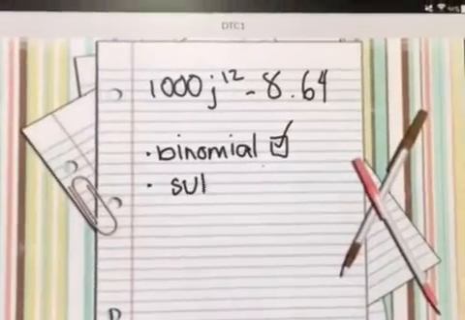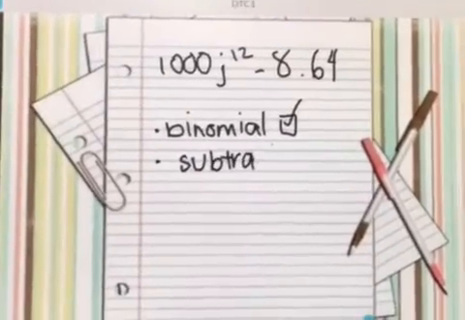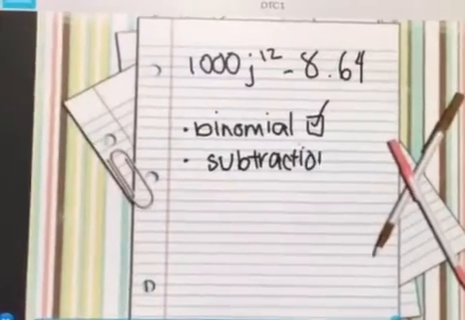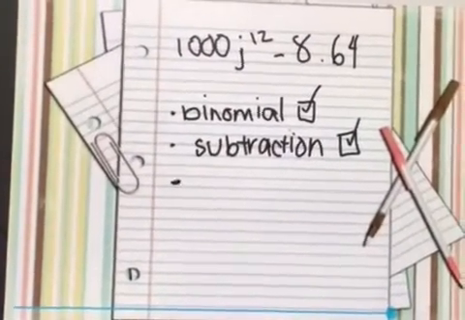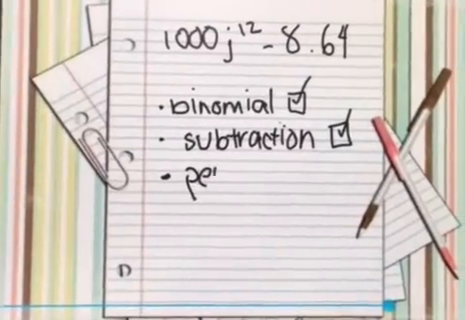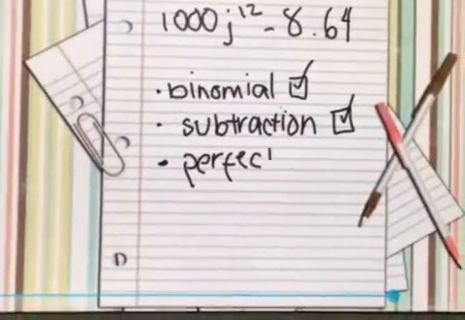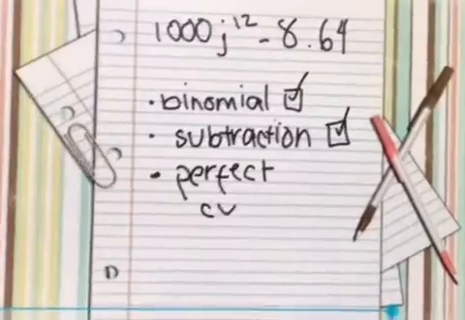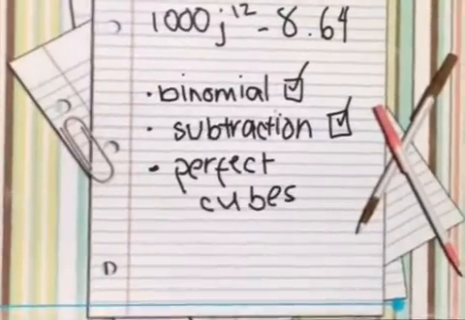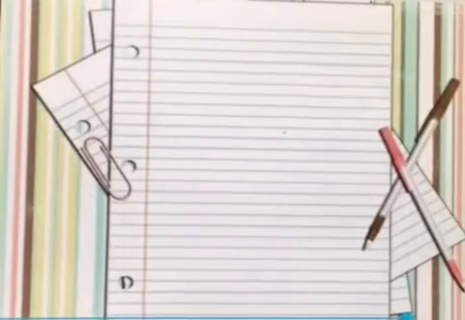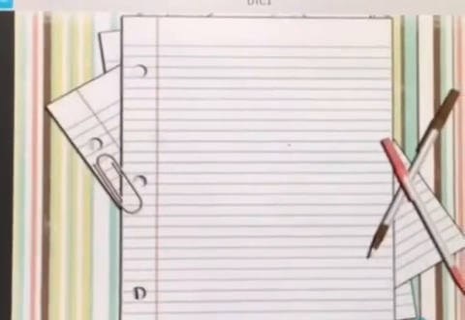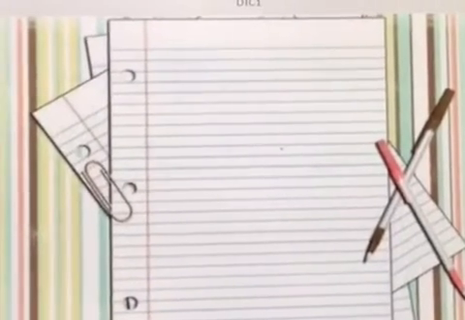Second is that it has to be separated by a minus sign. And yes, it is definitely separated by a minus sign, so let's check that too. Third is that its terms are supposed to be perfect cubes. And yes, its terms are perfect cubes, so let's check that too. Now that you are certain that all of the conditions were met, what are the steps that you must do in order to factor using DTC?